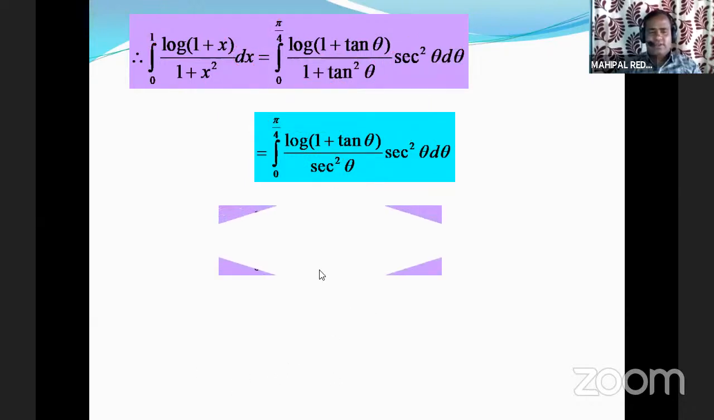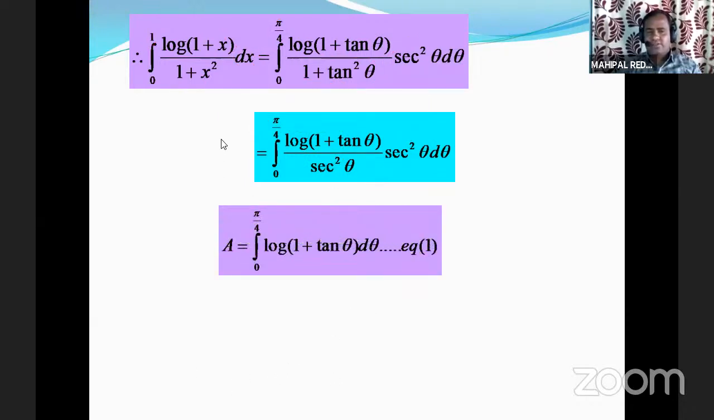So what is remaining now? Let A equal integration 0 to pi by 4 of log of 1 plus tan theta d theta. Let this be equation number 1.